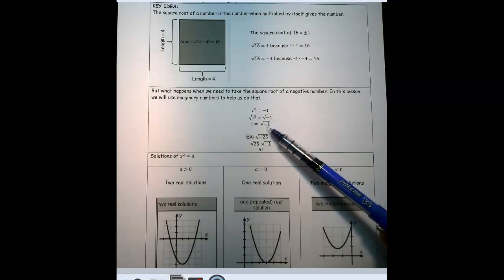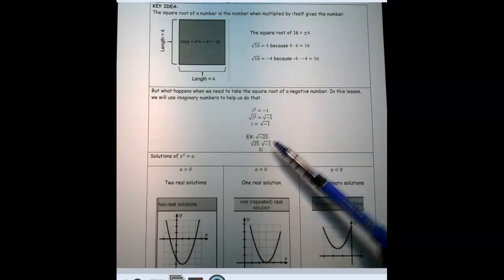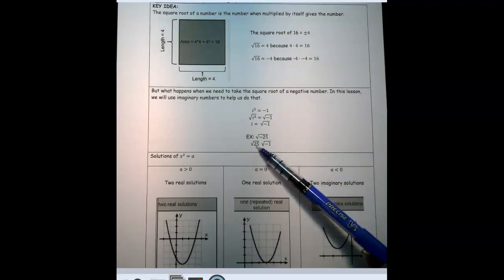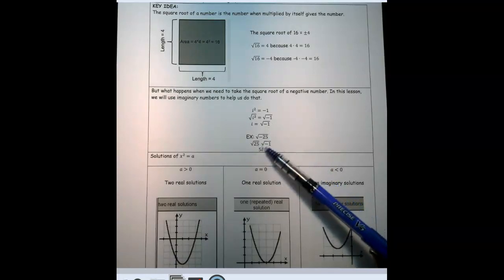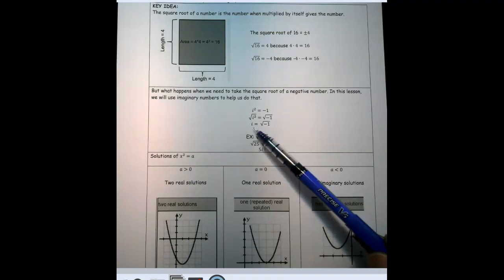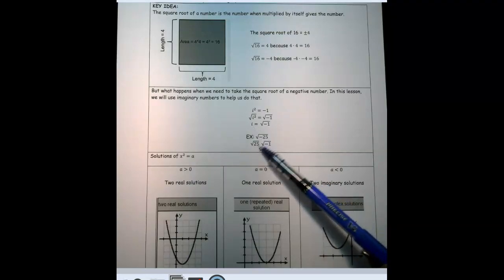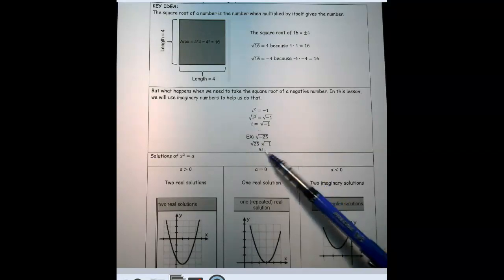So for that reason, we use this i when we see a negative under the radical. So my example here is take the square root of negative 25. Well, I know what the square root of 25 is, but according to what I know, 25 times negative 1 is like saying 25 times this i. So what we do is we take the square root of 25, we take the square root of negative 1, which is equal to i, and we just write that together. That's how I got the 5i.